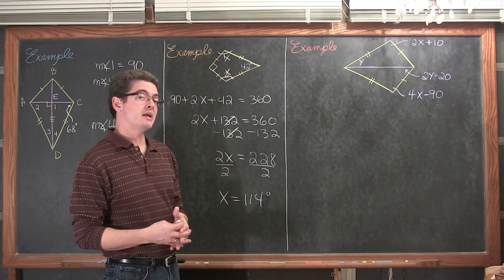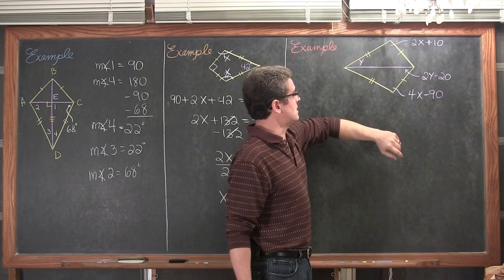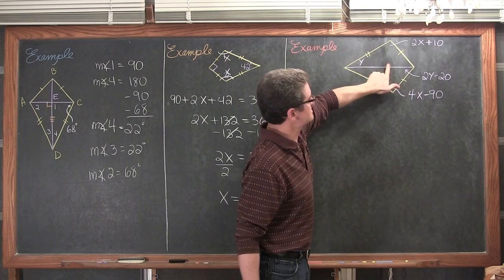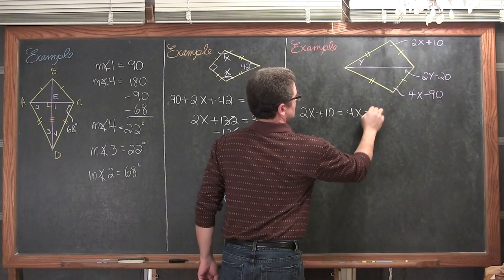Well, we have, again, those angles that are formed by the consecutive non-congruent sides are going to be equal to themselves. Again, side, side, and a shared side. Side, side, side shows these two triangles are congruent. Congruent parts of congruent triangles are congruent. So we got 2x plus 10 is equal to 4x minus 90. We're going to solve this for x.